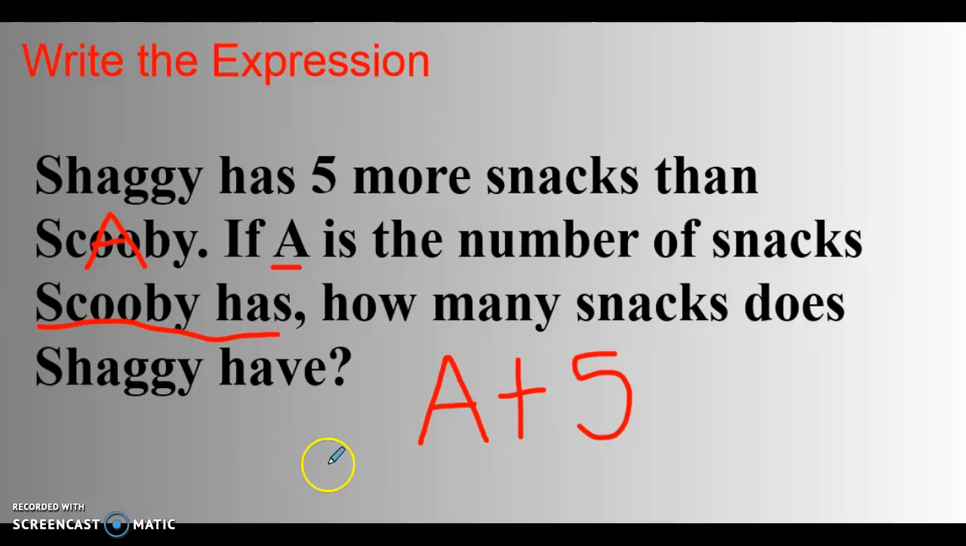So for example, if Scooby had 100 snacks, Shaggy must have 100 plus 5, 105. 5 more than Scooby. If A was 20, Scooby had 20, then Shaggy must have 25 because he has 5 more. 20 plus 5 is 25. So we showed 5 more than Scooby.